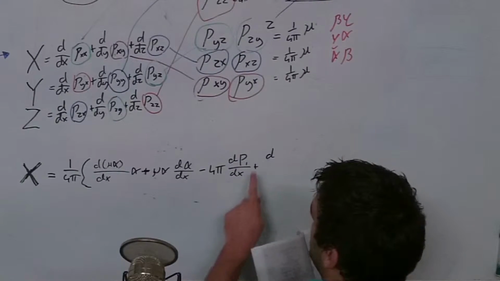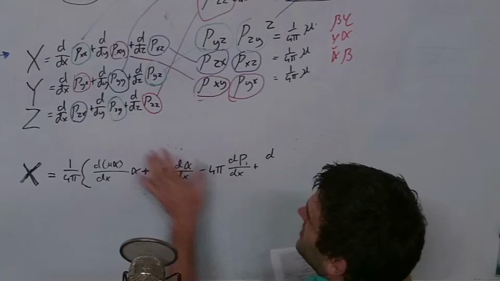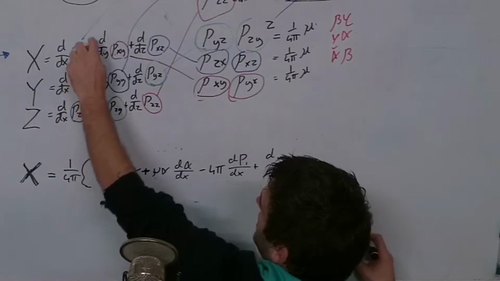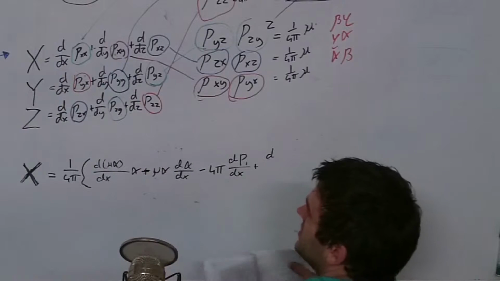1/4π times d(μα)/dx. So here we have dx. d is 1/4 μα times α plus μα dα/dx, dα/dx, dα/dx, minus 4π times dp1/dx plus. This was the first part. This what we wrote down is just this part. I hope you can see.